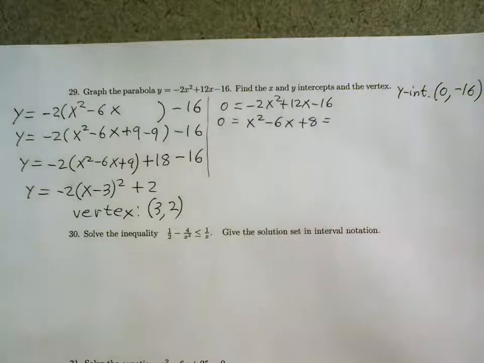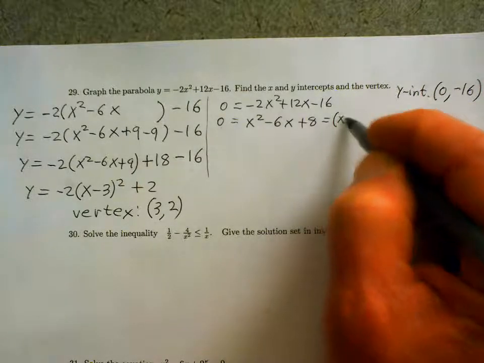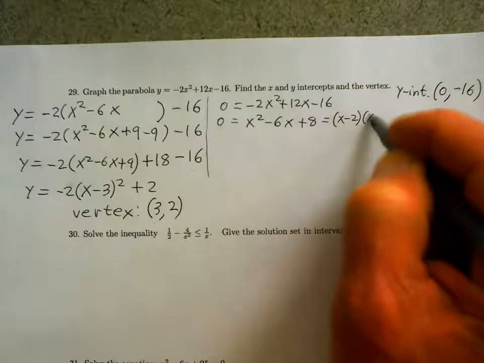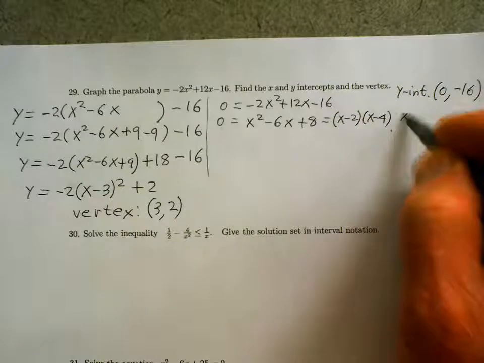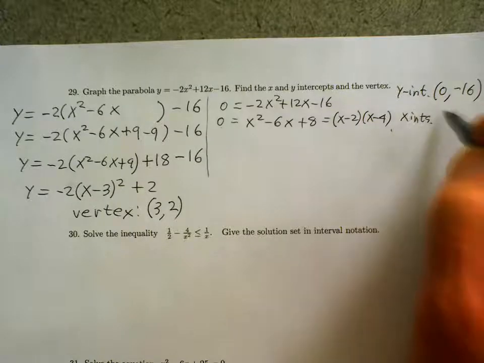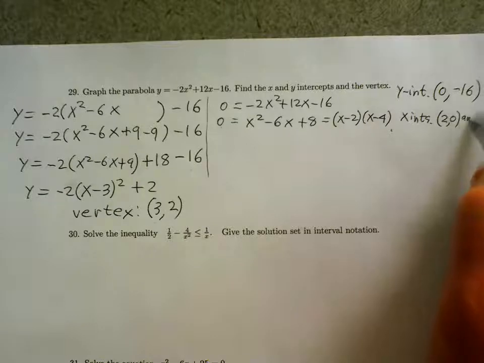And this factors really nicely. The two factors are x minus 2 and x minus 4. So the x-intercepts are 2, 0 and 4, 0.